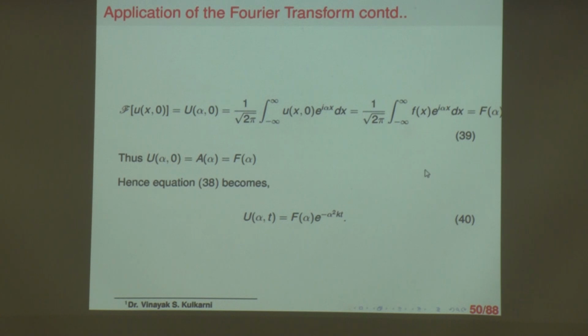The Fourier transform of u(x, 0) is nothing but U(alpha, 0) as per our notation. According to the definition, it is 1 upon root 2 pi, integral from minus infinity to plus infinity of u(x, 0) e to the power i alpha x dx. Now here, what is the value of u(x, 0) according to the initial condition? The u(x, 0) value is nothing but f of x. And again this equation represents a Fourier transform of f, which I can denote by F alpha. Therefore what I got is that the Fourier transform of u(x, 0), that is U(alpha, 0), which is A alpha, is nothing but F alpha. I can substitute in the last equation, and what I got is U(alpha, t) equals F alpha e to the power minus alpha squared k t.